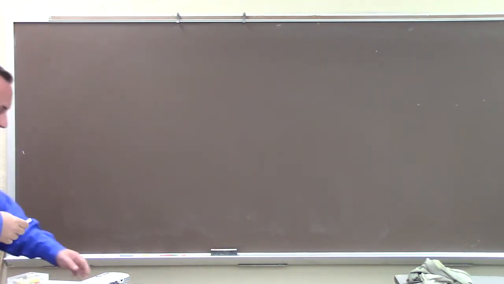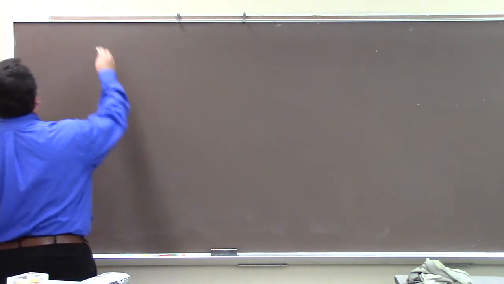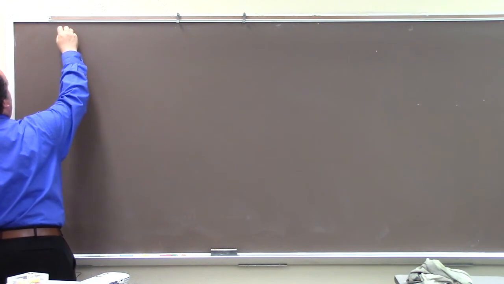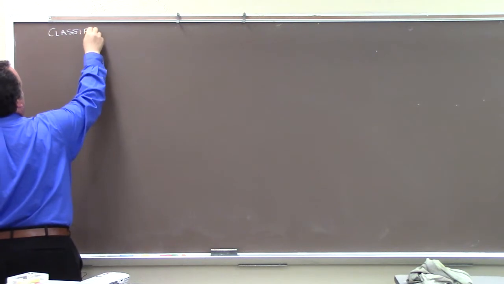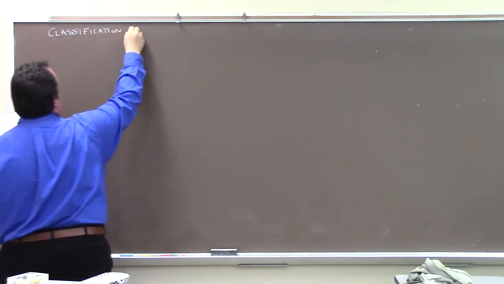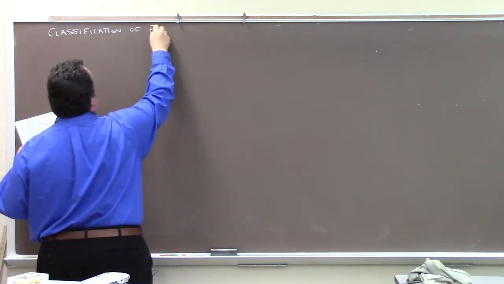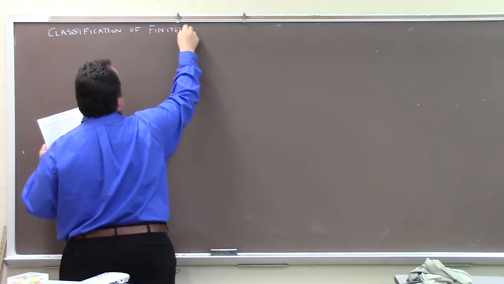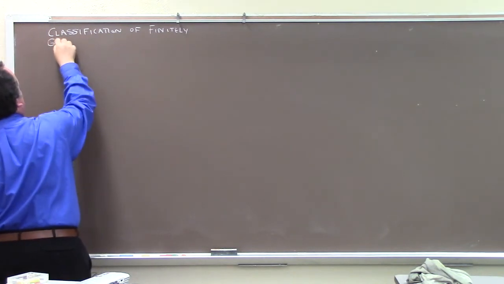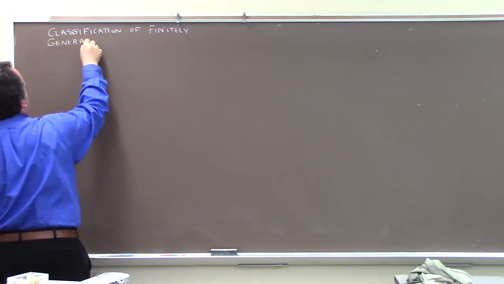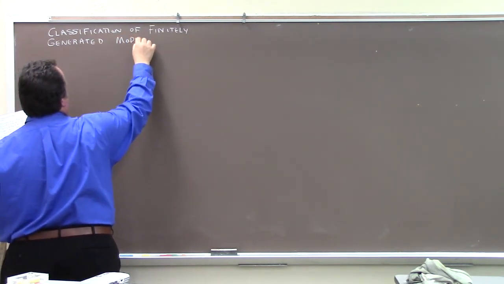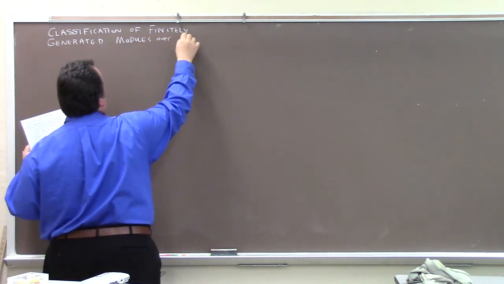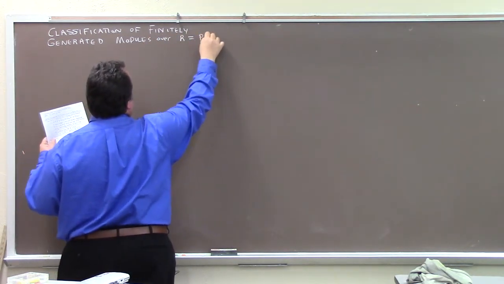Here we go. So we're in section 12.1, right? So this is the classification of finitely generated modules over R equal to a principal ideal domain.